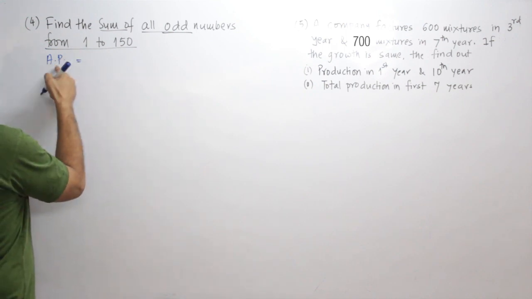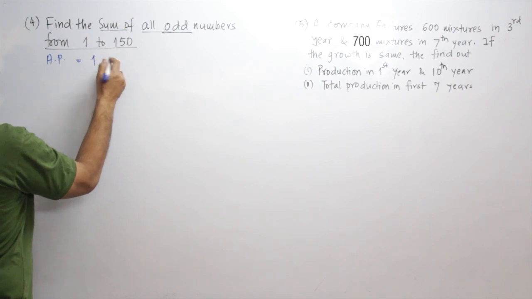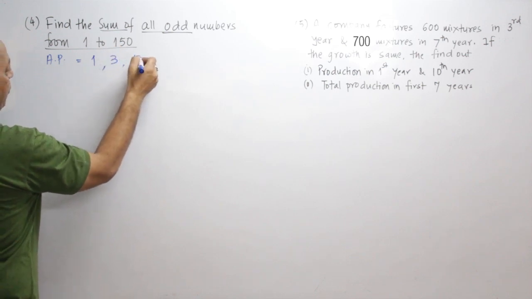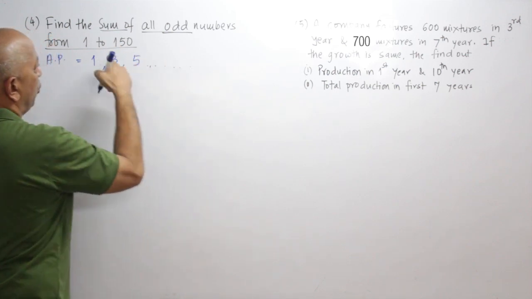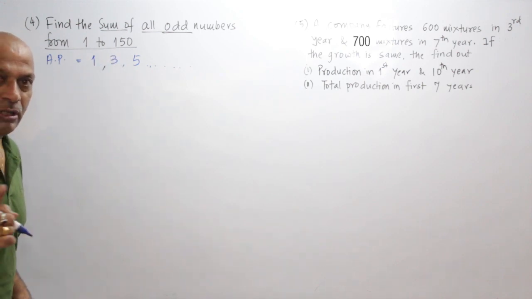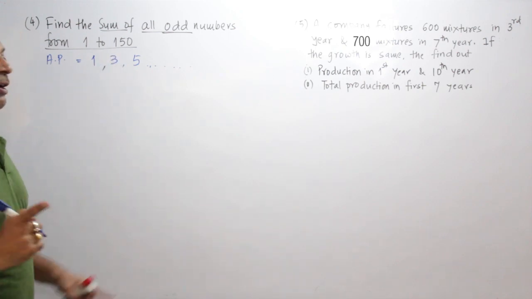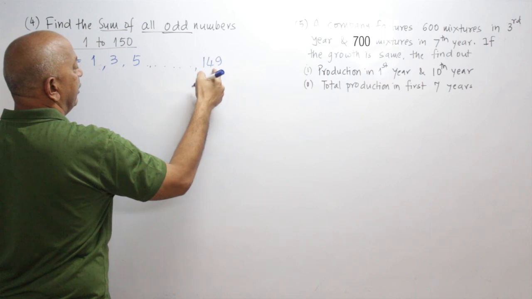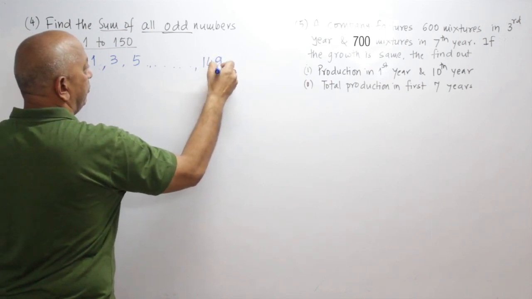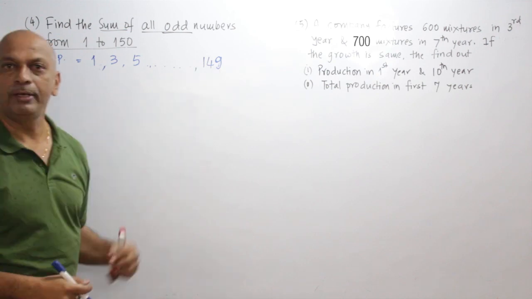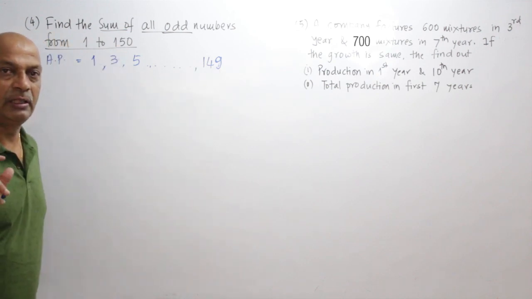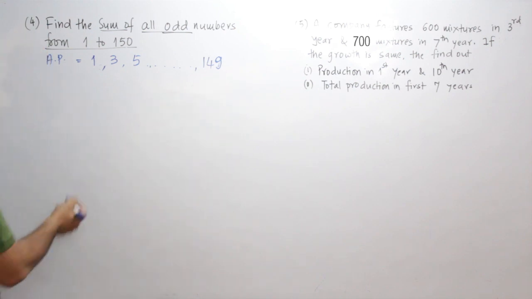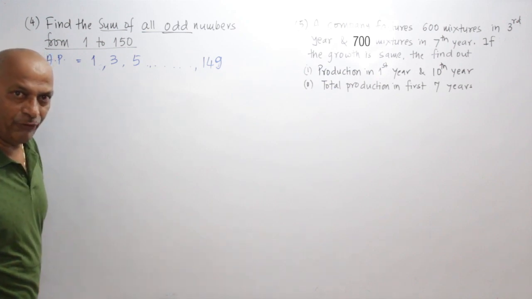So AP, the first odd number is 1. Second odd number from 1 to 150 is 3. Then third is 5. Likewise, it goes up to 150. But 150 is not an odd number. So before 150, the last term is 149. This is an odd number. So this is the AP. 150 is not an odd number, so it will not come in the AP. So now it's simple. You can do it both ways.